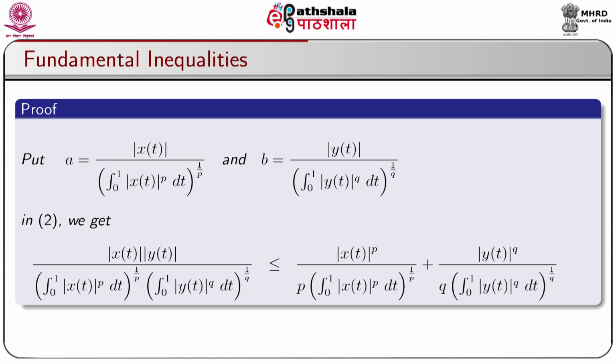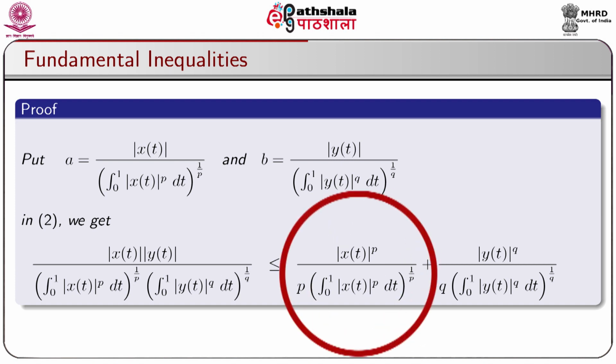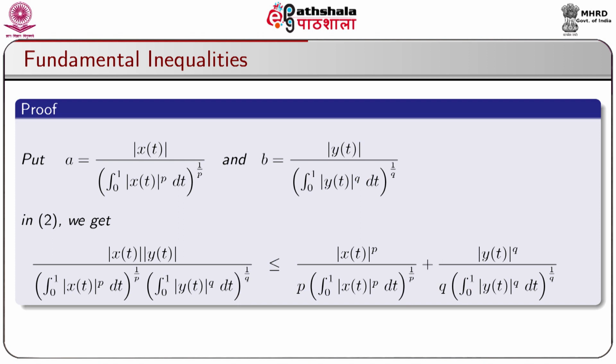In (2), we get |x(t)||y(t)| divided by (∫_0^1 |x(t)|^p dt)^{1/p} (∫_0^1 |y(t)|^q dt)^{1/q}, which is less than or equal to |x(t)|^p / (p ∫_0^1 |x(t)|^p dt) + |y(t)|^q / (q ∫_0^1 |y(t)|^q dt).